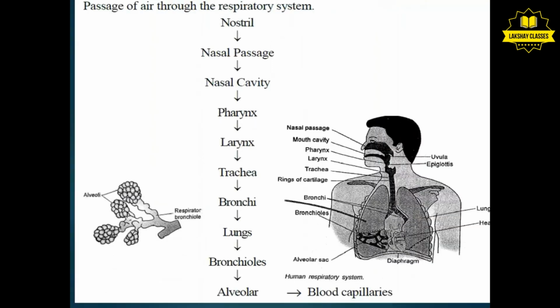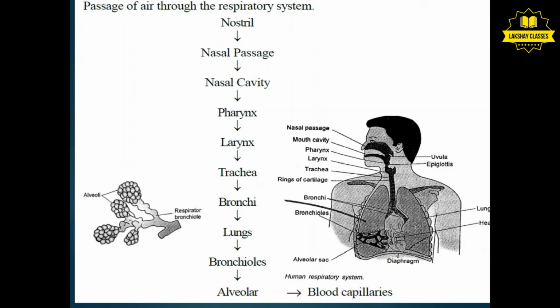Next is the passage of air inside our body. We are talking about the human respiratory system right now, so we should know what all the organs are involved in our respiratory system. First is the nostril. From the nose we are breathing, taking in air. Then air travels to the nasal passage, nasal cavity, then to the pharynx, then to the larynx, then to the trachea, bronchi, lungs, bronchioles and alveoli.